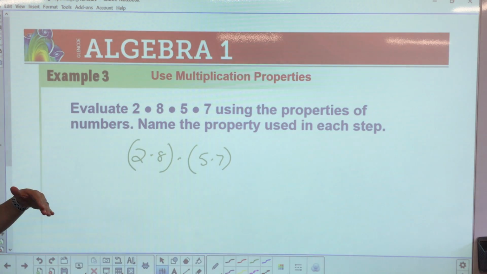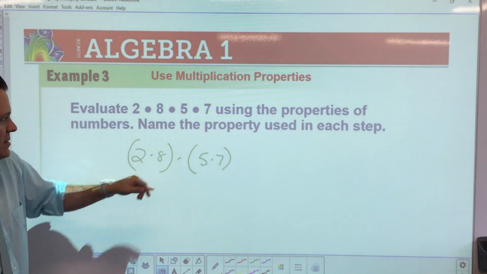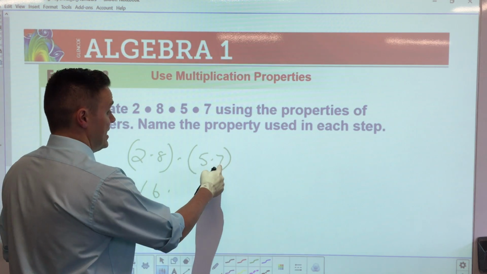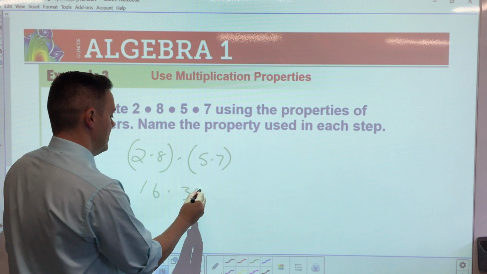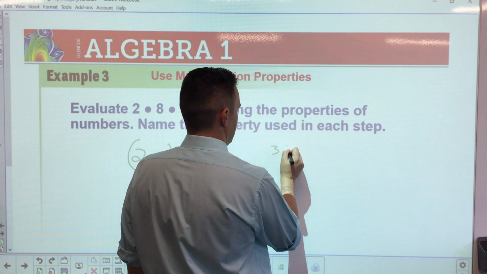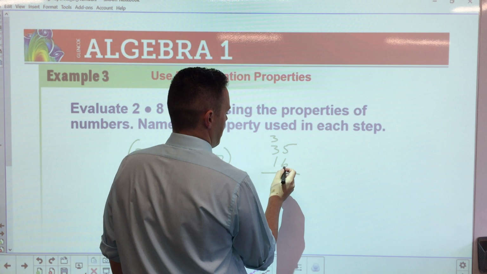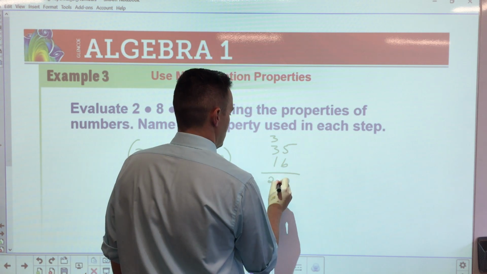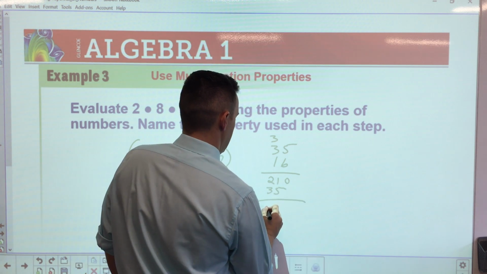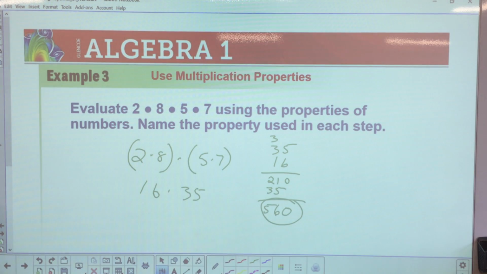And what you do is when you do the associative property, it makes it easier to actually group things together. 2 times 8 is 16, and then 16 times 7 times 5 is 35, okay? Then from there, you can actually finish it off. I don't have my calculator with me, so let's do old school math. That'd be 18, 21. This would be 35, so the answer would be 560. Any questions on that?